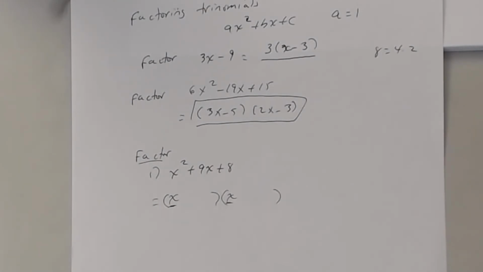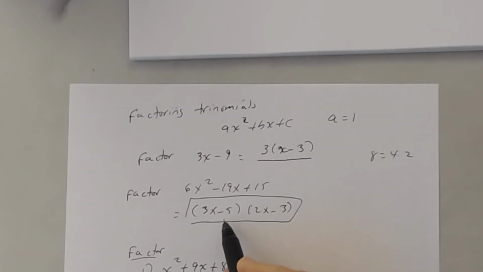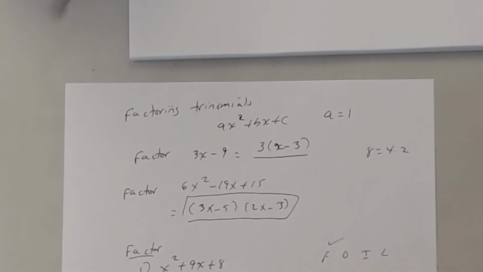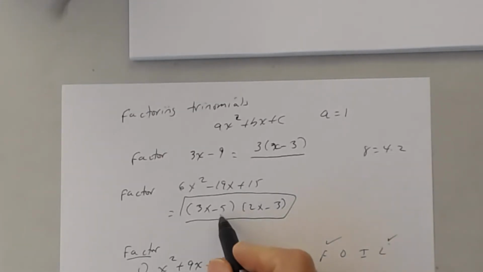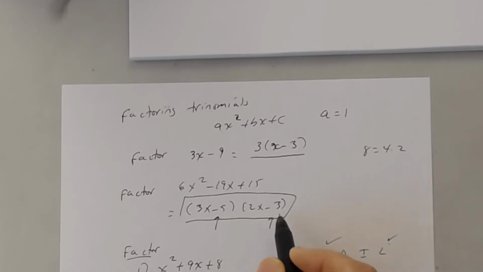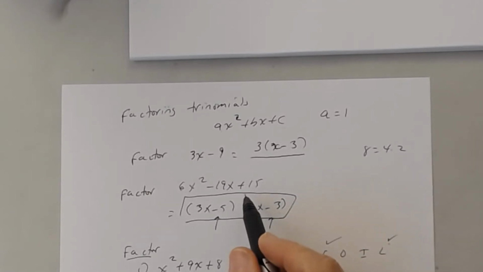Now here's the other part, though. Remember, you're using the idea of FOIL. So I did F first: x times x is x squared. Now let's go to the last. Look at this one. I need two numbers whose product is a positive 15. So notice you have a negative 5 and a what? Negative 3, because the negative 5 times a negative 3 is a positive 15.